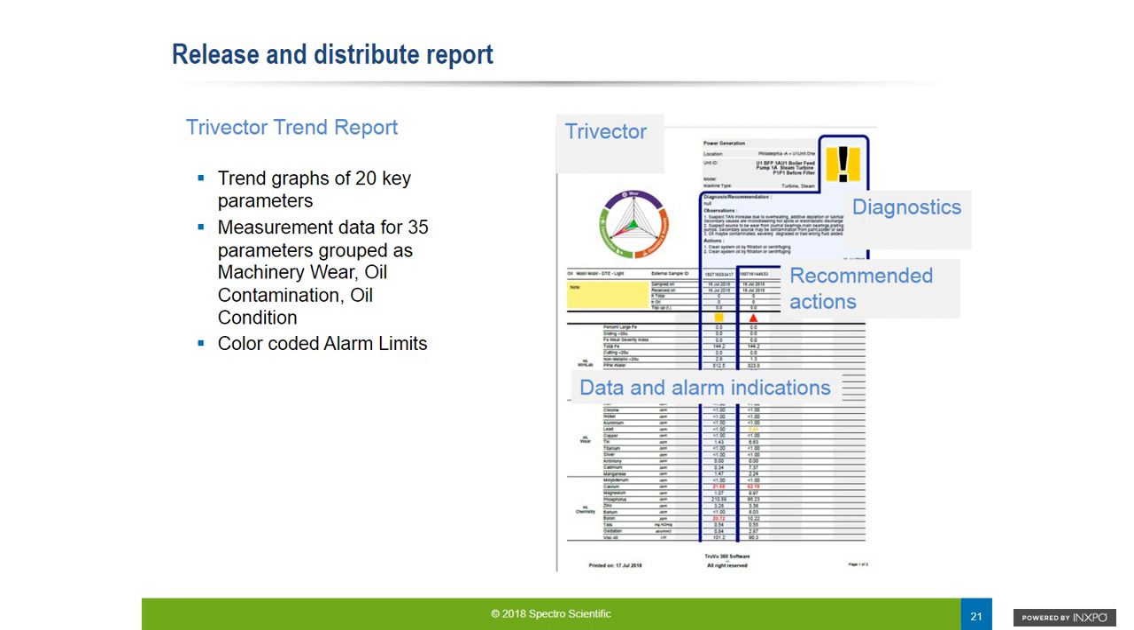One of the reports we mentioned, you get a trend report with a tri-vector display, which is a shorthand summary of whether you have high or low alarm levels for the categories of chemistry, contamination, and wear. You get trend graphs of 20 key parameters and measurement data for 35 parameters, which are all grouped according to machinery wear, oil contamination, or oil condition, and color-coded alarm limits, so at a glance you can see what's going on.